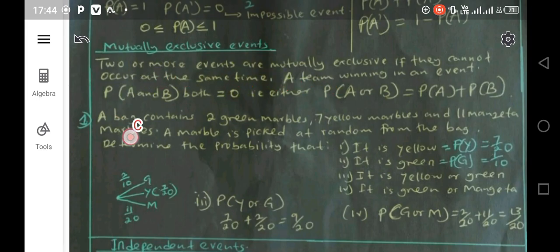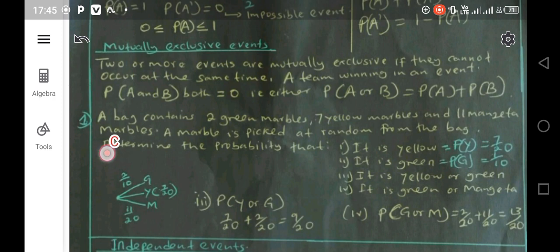For example, a bag contains 2 green marbles, 7 yellow marbles, 11 magenta marbles. A marble is picked at random from the bag. Determine the probability that it is yellow or green, and the probability that it is green or magenta.